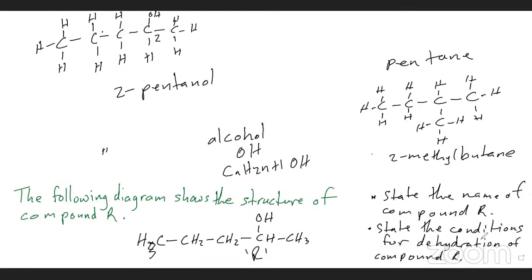And then it says, state the conditions for dehydration of compound R. The conditions for dehydration are concentrated sulfuric acid and a temperature of 170 degrees Celsius. What they could have also asked for is the product of dehydration. So if you dehydrate compound R, what will be the product? Which homologous series will you get if you dehydrate pentanol?